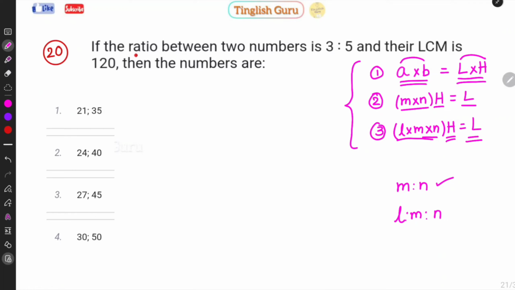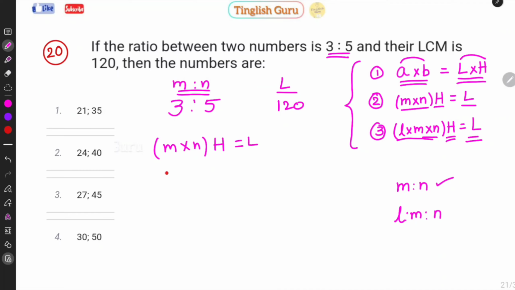Then let's go to the bit. Here it is given that the ratio between two numbers is 3 is to 5. This is in the form of m is to n, right? Next, LCM is given. LCM is 120. So what is the formula? m into n into HCF is equal to LCM. So that is nothing but 3 into 5 into H is equal to 120. So this is nothing but 15H is equal to 120, and H will be 8.